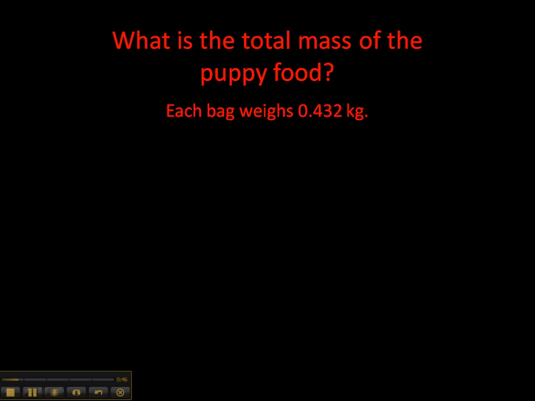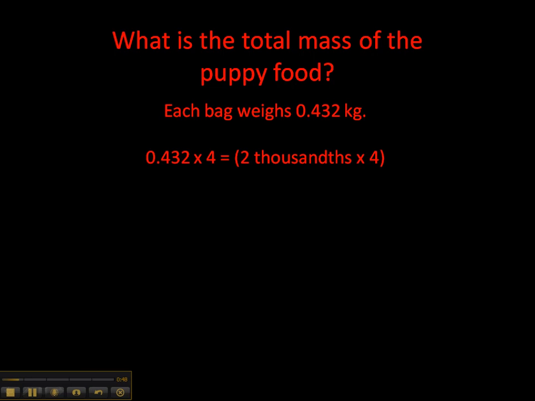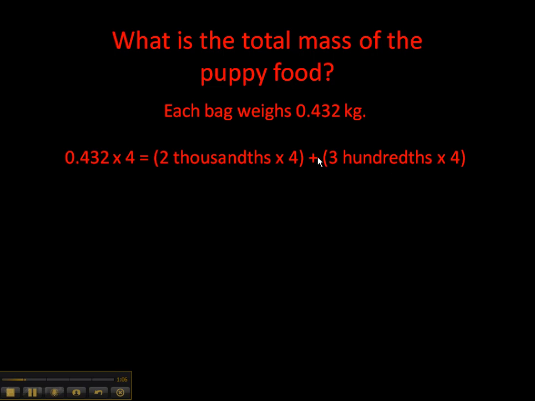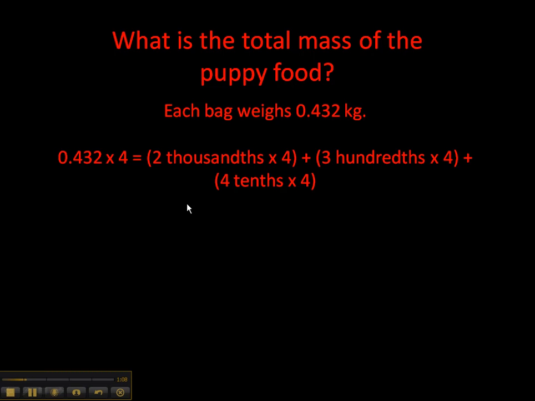And we want to do this starting with Sean's calculation. He's going to do it this way. He's going to break down this number into 3. We have 4 tenths, we've got 3 hundredths, and 2 thousandths. So he's going to multiply 4 by each of these digits. So 2 thousandths times 4, 3 hundredths times 4, and then 4 tenths by 4. And he's going to add all of those 3 numbers together to get the correct answer.